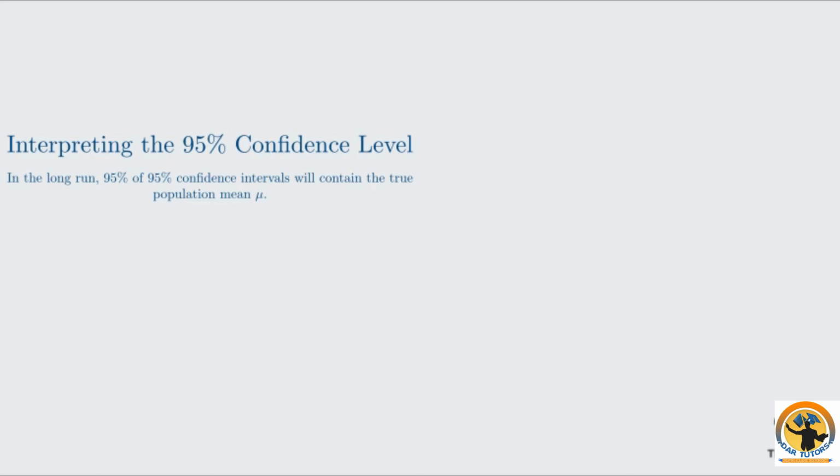So when we report a single 95% confidence interval, like the yabbie example, we cannot say there is a 95% probability that this specific interval contains the true mean. That's because the true mean is fixed. It's either in the interval or it's not. The probability is in the method itself. We are 95% confident because the method we used generates correct intervals 95% of the time.